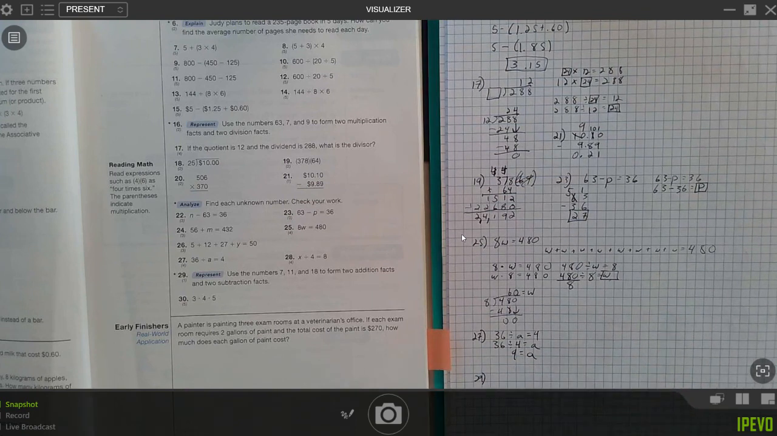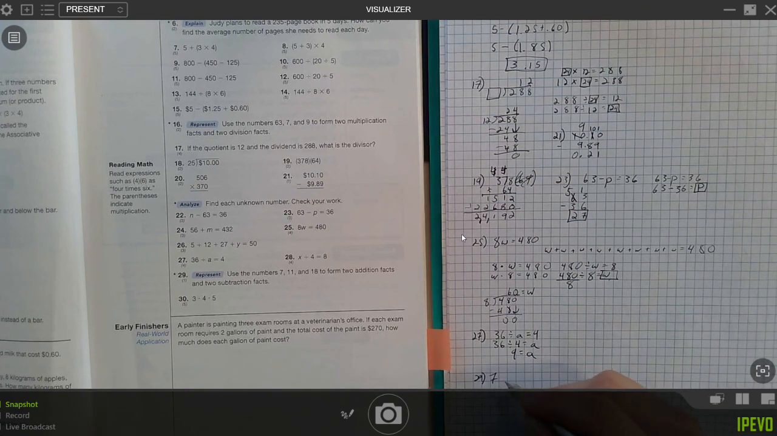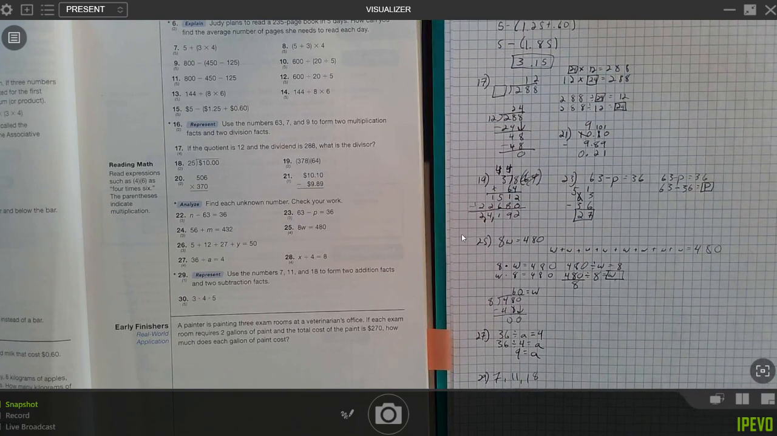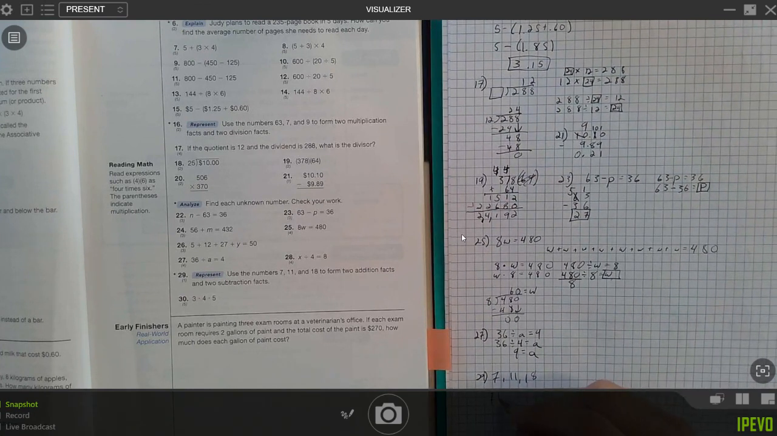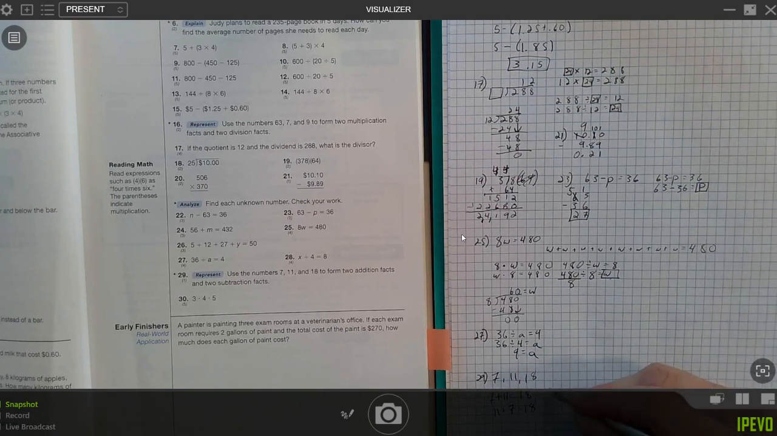29. Use the numbers 7, 11, and 18 to form 2 addition facts and 2 subtraction facts. So 7 plus 11 equals 18. 11 plus 7 equals 18. 18 minus 11 equals 7. 18 minus 7 equals 11.